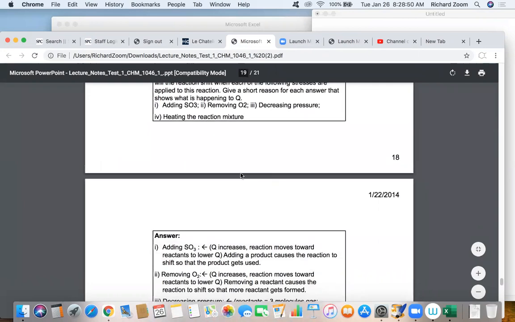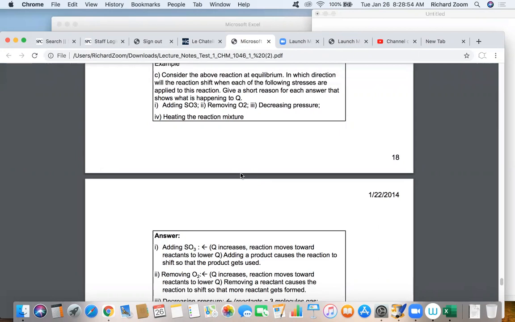So looking at the answers here, adding SO3, the reaction is heading towards the reactants, and that's where the arrow is going towards the left. Q increases, the reaction moves towards the reactants to lower Q. So that's what adding SO3 does. It increases Q relative to K.